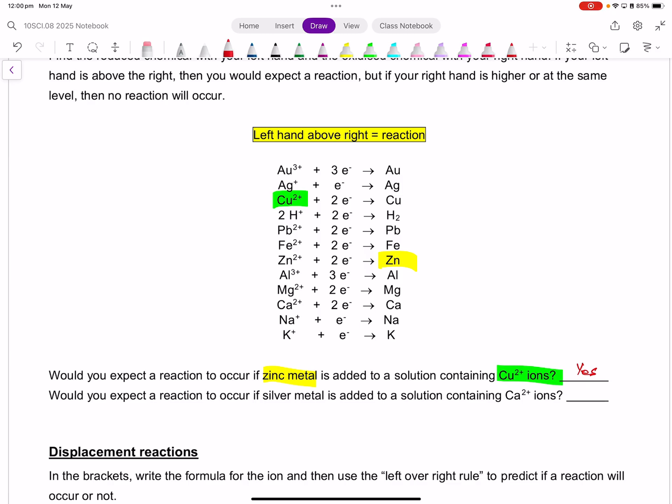Next. Would you expect a reaction to occur if silver metal and calcium ions, so pink and blue, would we expect a reaction to occur here? No. Why no? If we have a look, I've got calcium ions and I've got silver ions. Would we expect a reaction to occur? No, because my left hand is below my right hand. So if it helps you, you can write on your page, left hand below right equals what? Good. No reaction. Okay, it's one or the other. That's why we only give you one rule normally. But if that's going to help, so be it. So in this case, we have no reaction for silver metal and calcium ions.